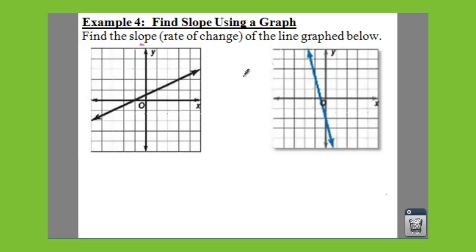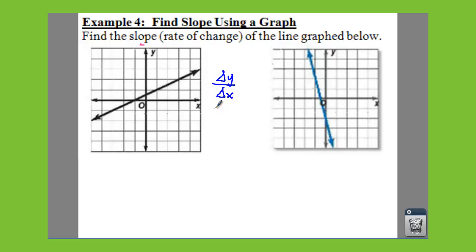Sometimes you are actually given the graph and have to find your rate of change, aka your slope, from an actual graph. So keep in mind that we are still talking about your rate of change, so your change in your y's over your change in your x.